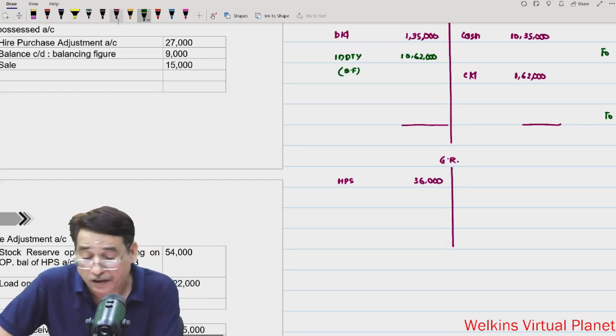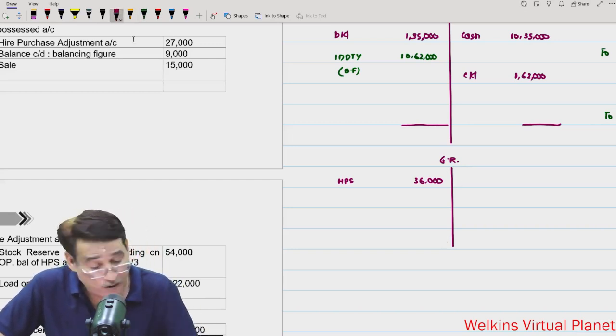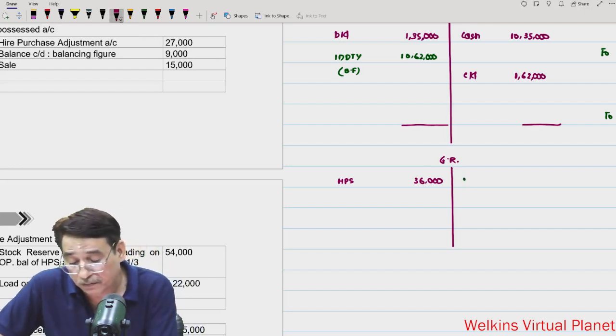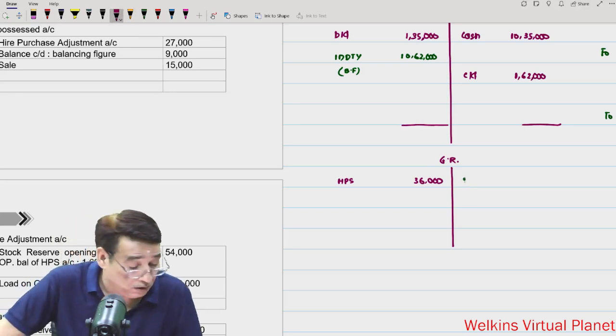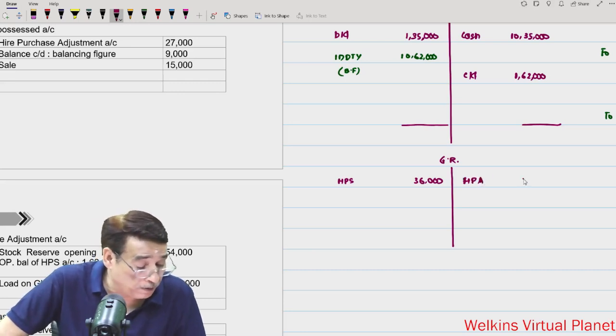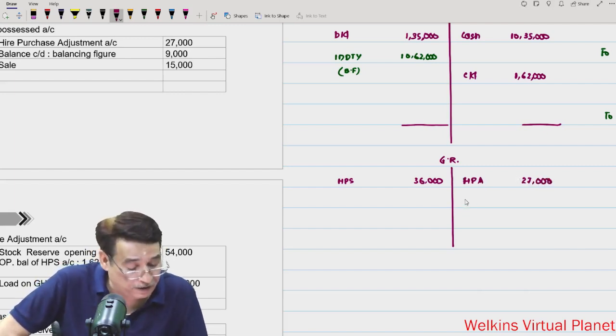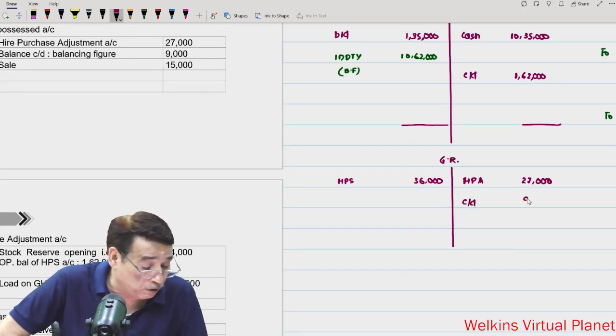So I'm going to write here by hire purchase adjustment account. The loss amount is 27,000. Generally, we simply write balance carried down. Let us say I will write balance carried down. The balance carried down will be equal to 9,000.